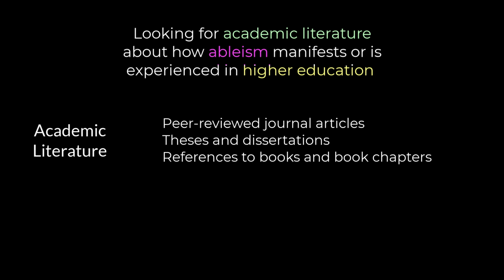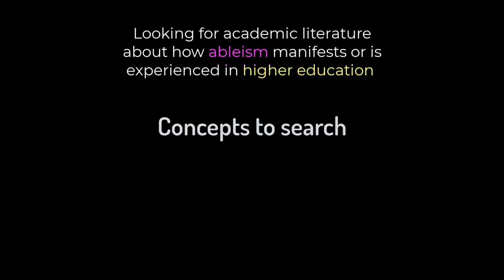The first thing you need to do is identify what it is you're looking to achieve. For this example, we're looking for materials or academic literature about how ableism manifests or is experienced in higher education. The type of literature you'll find in this database includes peer-reviewed journal articles, theses and dissertations, and references to books and book chapters.